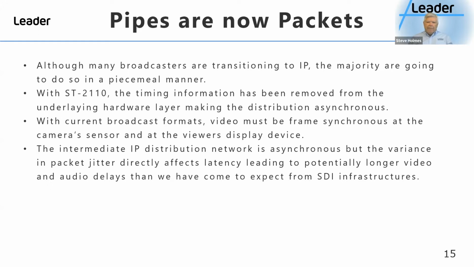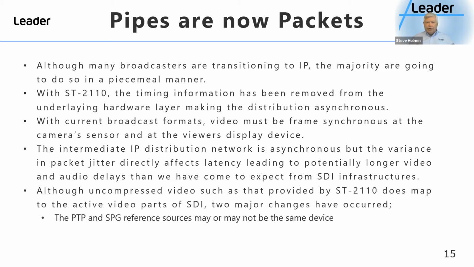The intermediate IP distribution network, being asynchronous, does have the problem of possible packet jitter, some latency, and potentially long video and audio delays. So we need to look at this and be able to react to it, and make sure everything within our system is working correctly.